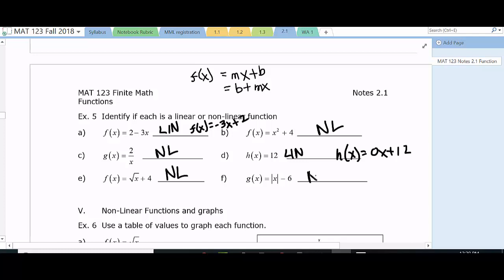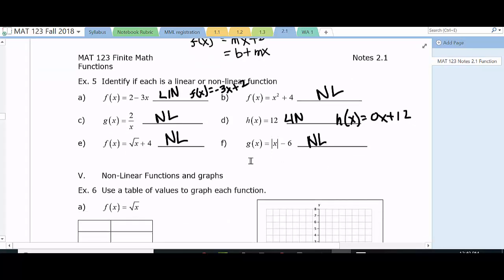A lot of the stuff you'll do on your MyMathLab homework, some of these problems, about half of them are just going to be boom, boom, things you do in your head. You don't really need to do anything except just kind of understand the vocabulary.